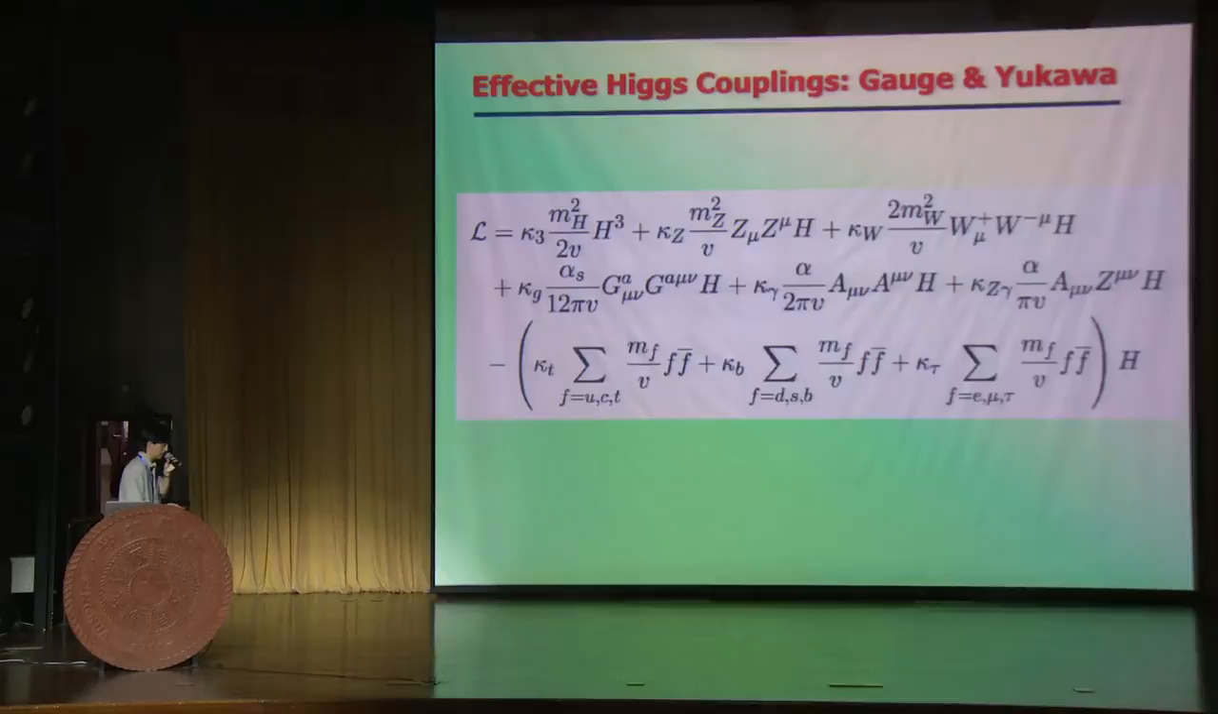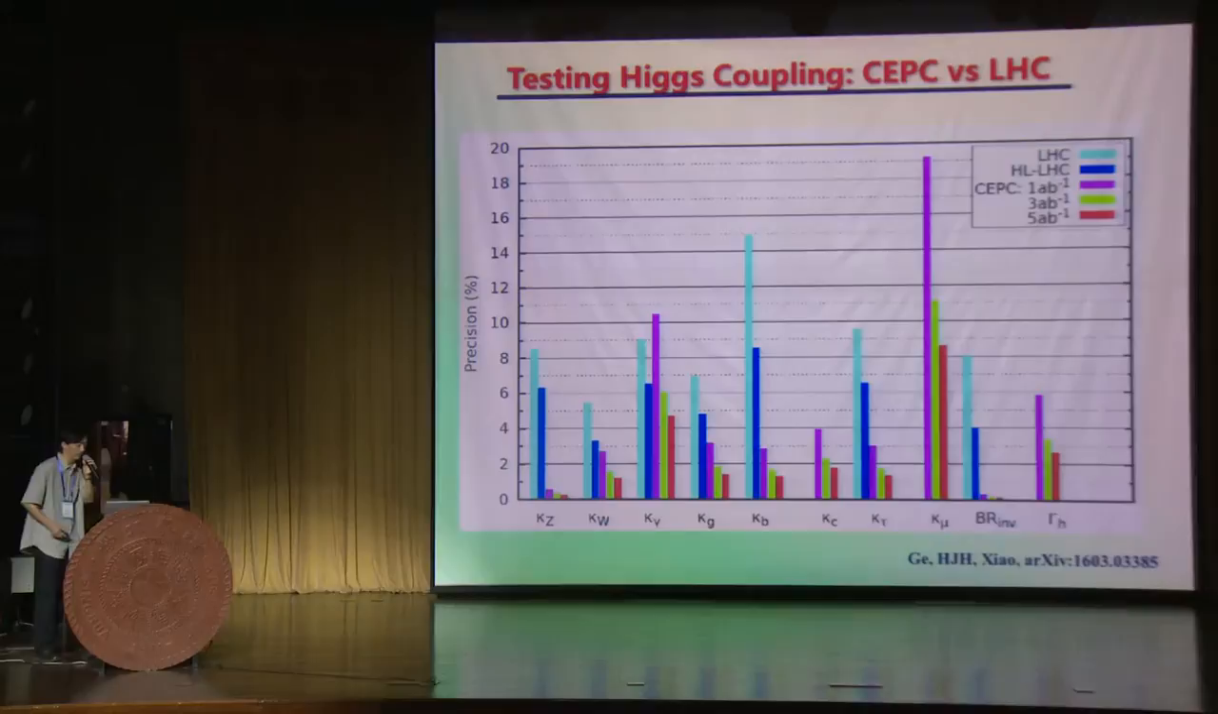So if we characterize all these Higgs couplings in an effective way, I use kappa 1, kappa 2, like a kappa W, kappa Z for the Higgs gauge couplings, and the Yukawas, like the kappa T and kappa B and so on. This is a preliminary study on how the CEPC can probe all those couplings. We see the gauge couplings in comparison, like the ILC in light blue and the high energy LHC in dark blue, and the different luminosities of the CEPC at 250 GeV.